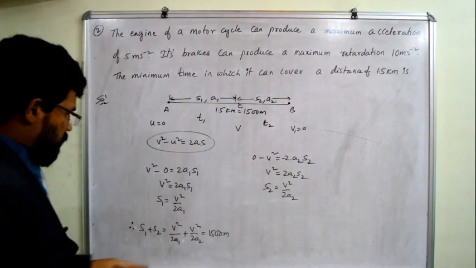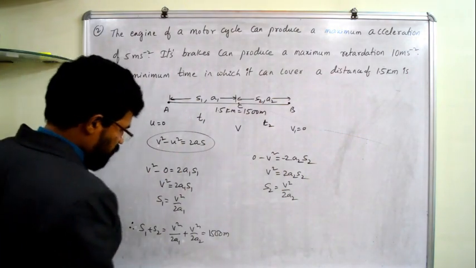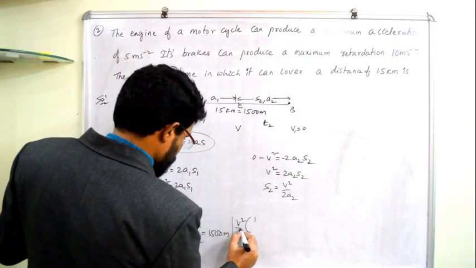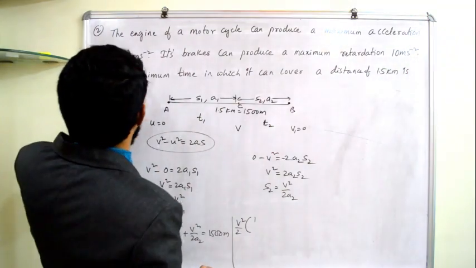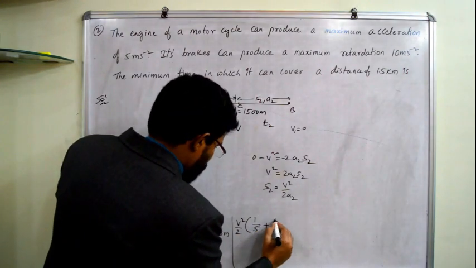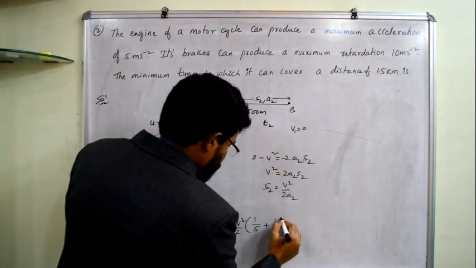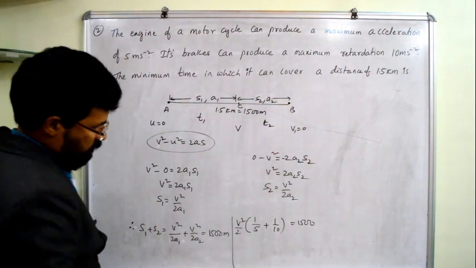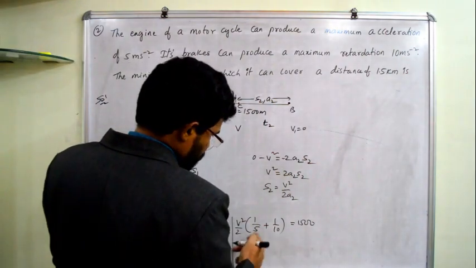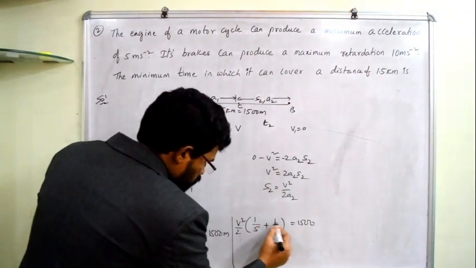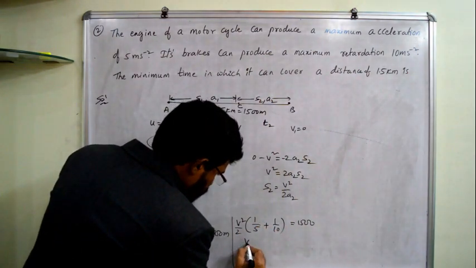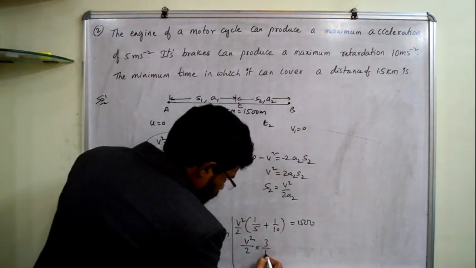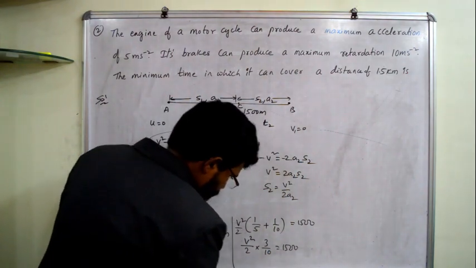Now a1, a2 both are given, so let us make substitution here. I will take v square common, and I will take out 2 as well, v square by 2. 1 by a1 is 5, plus 1 by a2, which is 10, is equal to 1500, isn't it? When you go with further calculation, LCM is 10, so 2 plus 1, 3 by 10. So v square by 2 into 3 by 10 is equal to 1500, isn't it?